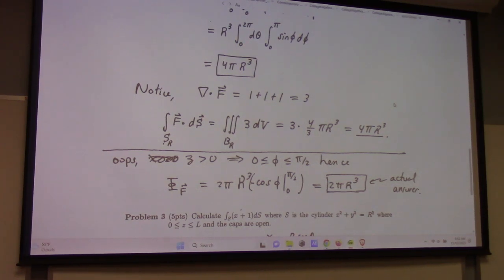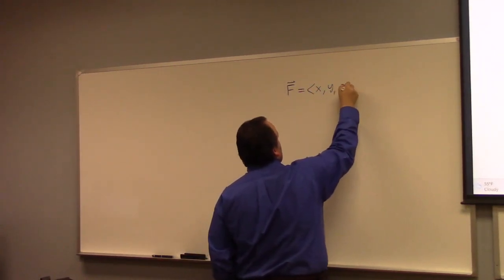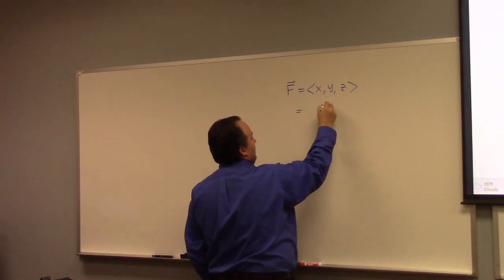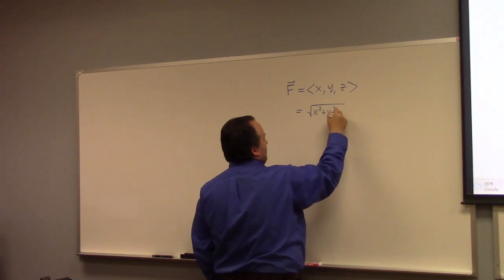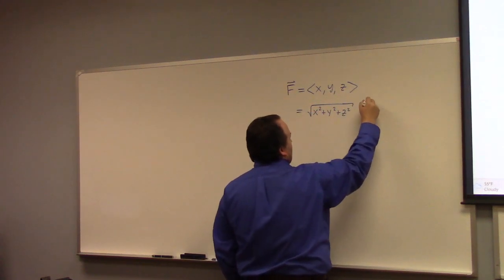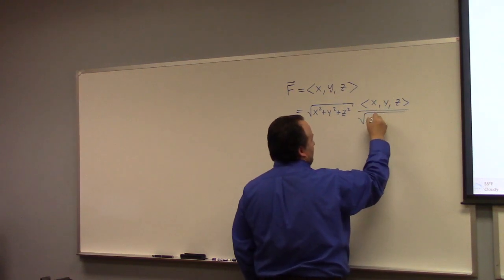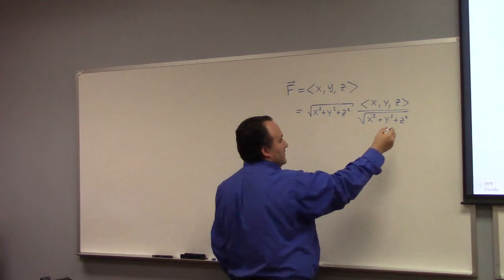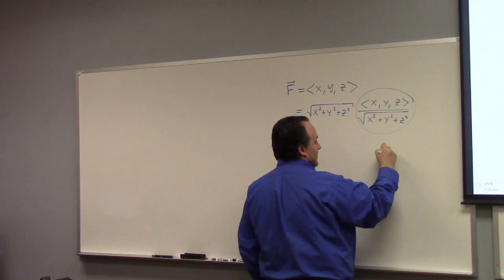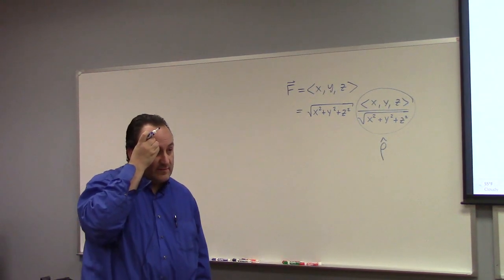That's a good question. So the vector field that was given was f equal to x, y, z, right? And so that we could write as the square root of x squared plus y squared plus z squared times x, y, z divided by the square root of x squared plus y squared plus z squared, right? And this right here is exactly what we call rho hat. It's the unit vector that points in the direction of the increasing spherical radius, right?